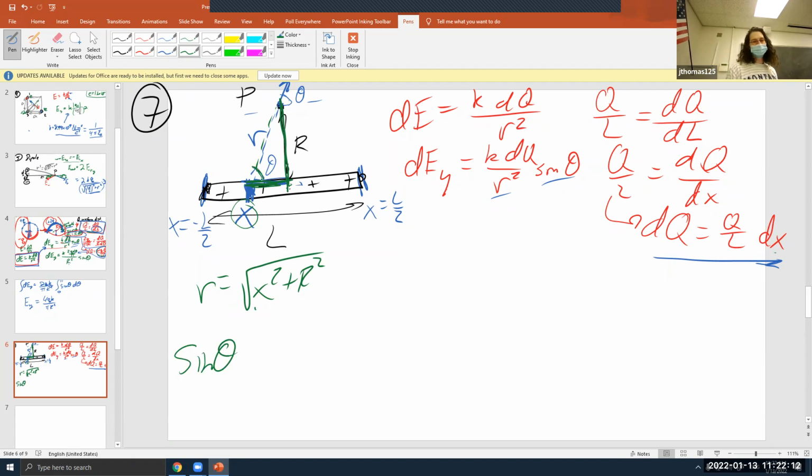We know that theta is this angle within the triangle. SOHCAHTOA tells us that sine of theta is opposite over hypotenuse. My opposite is big R, my hypotenuse is little r. So this will be big R over little r.